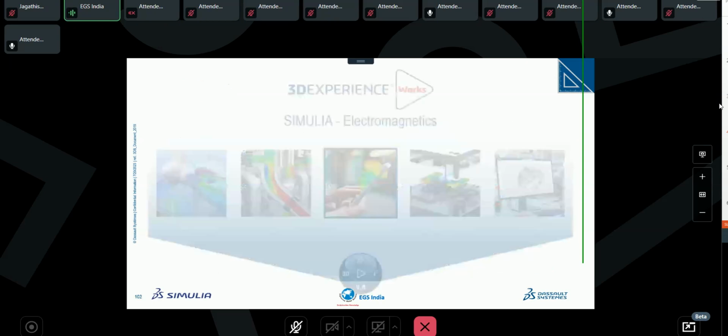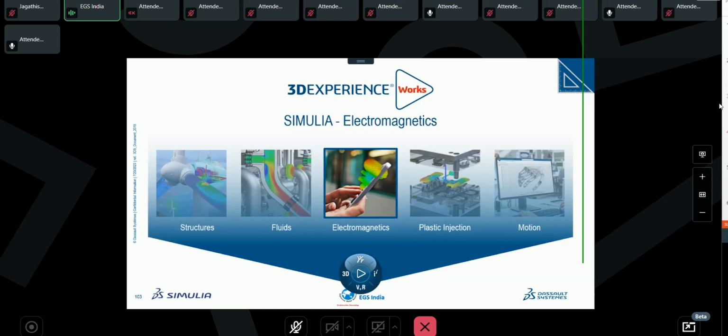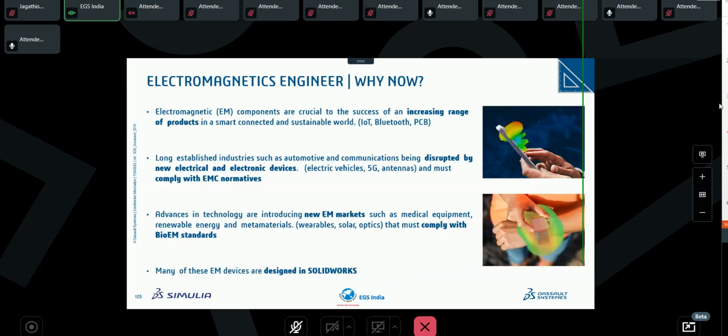So moving on, we will be looking at the electromagnetic capability. In the electromagnetic capability, we are going to validate for any kind of EMC and EMF compatibility issues. With that, this particular electronic device can also be checked with the help of electromagnetic engineers.